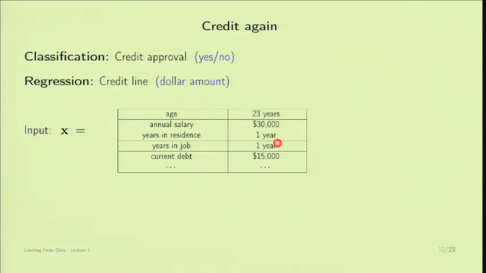There are other variables that merely have to do with the stability of the person. Years in residence: if the person has been in the same residence for 10 years, they are unlikely to skip town. On the other hand, if they have been there for only 1 month, well, you don't know. So you encode these variables as the input X, and then your output, which is the linear regression output, is a hypothesis which takes this particular form.